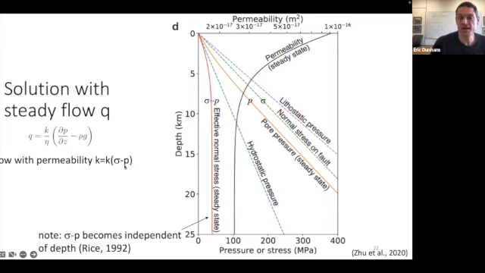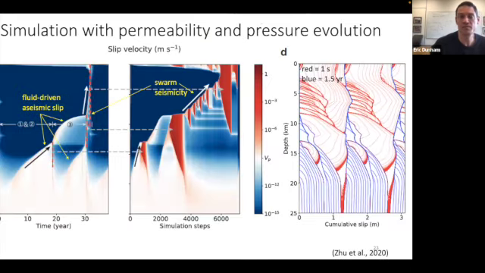That model, just with that nonlinear dependence of permeability on effective stress, gives you this Rice et al. effective stress profile. Pressure starts tracking the fault normal stress gradient. But when you add all these dynamics, you get interesting behavior, right? You get fluid-driven aseismic slip events in this region. You get swarm seismicity here.